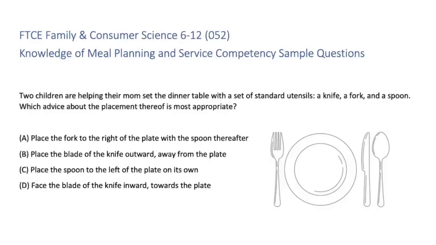Now, with that in mind, let's go ahead and eliminate the incorrect options first, starting with option A. Fork to the right is incorrect. The fork belongs on the left. Next, we can eliminate option B. Blade facing outward is a safety and etiquette error. The blade of the knife should be facing inward always. Option C says placing the spoon to the left of the plate, and that is incorrect. The spoon goes on the right side beside the knife.